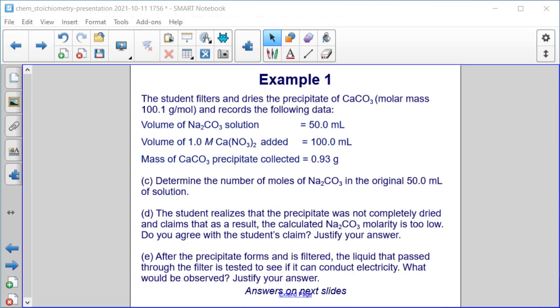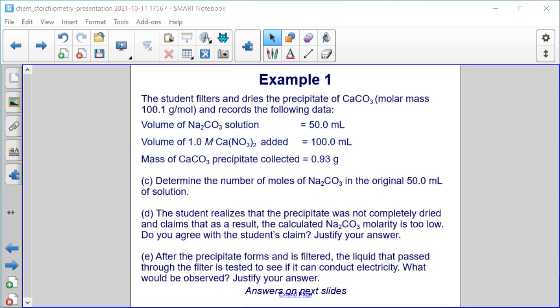Here's example 1 continued. That student filters and dries the precipitate of calcium carbonate, which has a molar mass of 100.1 grams per mole, and records the following data. The volume of the sodium carbonate solution was 50 milliliters. The volume of 1 molar calcium nitrate added was 100 milliliters. The mass of the precipitate collected was 0.93 grams.